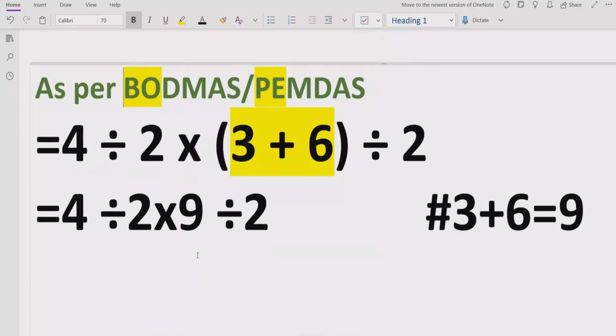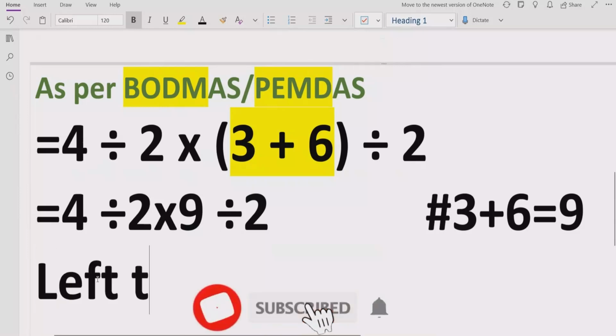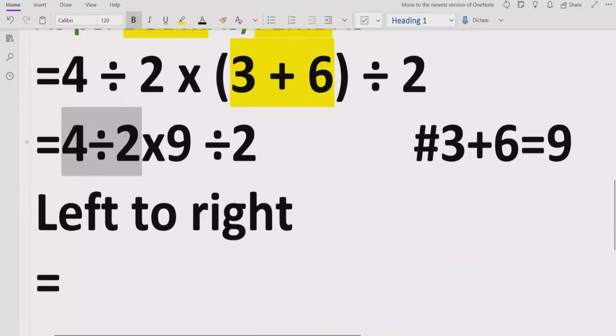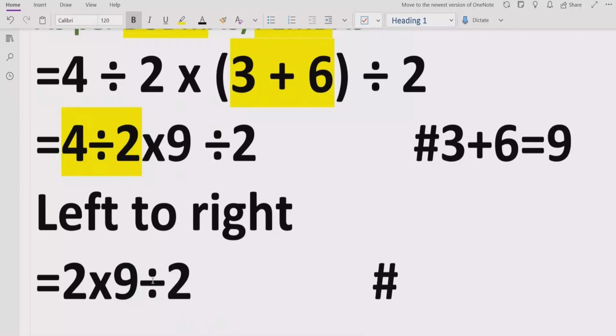Now move forward to step number 3, which is division and multiplication or multiplication and division. So what you have to do, you have to go left to right in this expression and find out which is coming first. Now we have, first of all, 4 divided by 2. We have to solve 2, multiply by 9 and divided by 2. We can write here as it is.